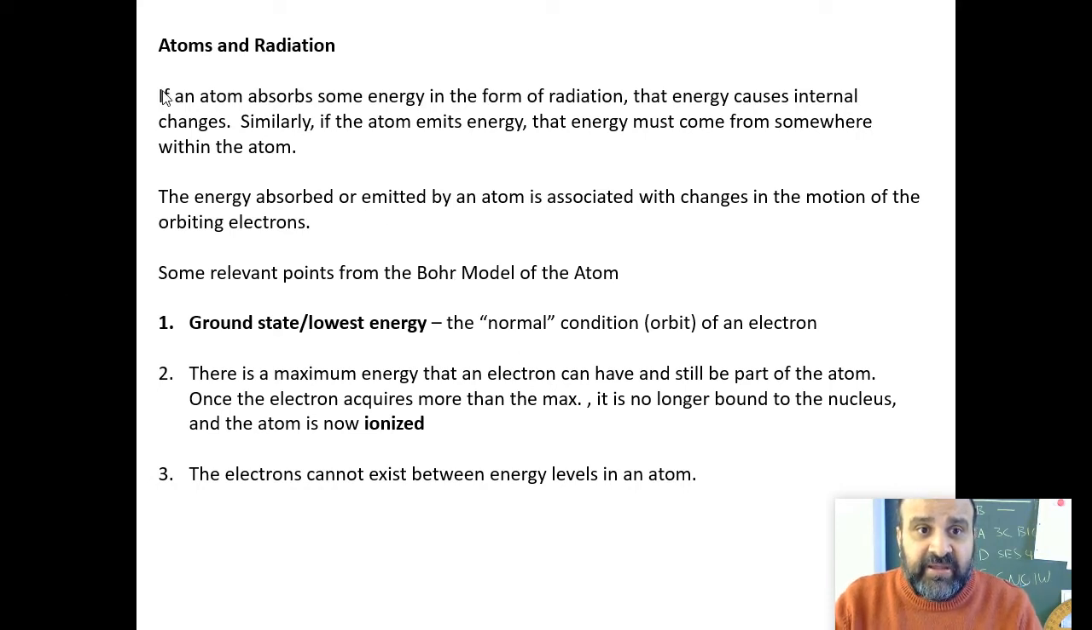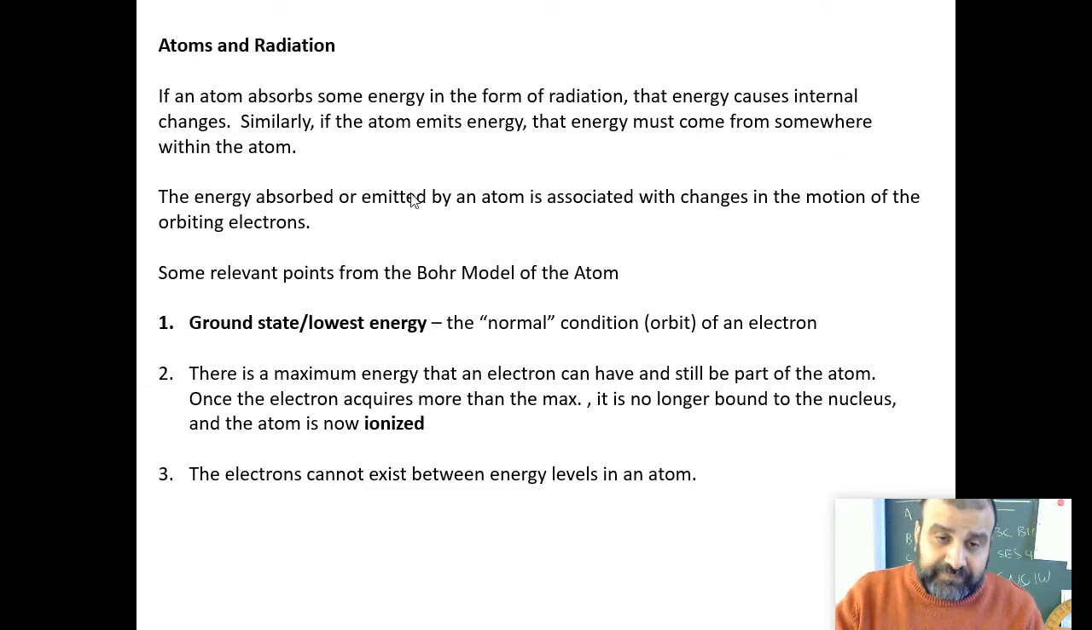So let's read here. If an atom absorbs some energy in the form of radiation, so photons of light, whether it's visible light or X-rays or gamma rays or infrared, that energy causes internal changes. Similarly, if the atom emits energy, so if an atom or a piece of matter is glowing, imagine a piece of red hot iron, if you ever watched Forged in Fire, and they're making knives, and the iron and the steel is red hot, and it's giving off light. The matter or the atoms in that iron are giving off light. So similarly, if the atom emits energy, that energy must come from somewhere within the atom.